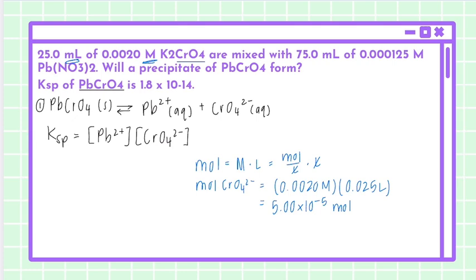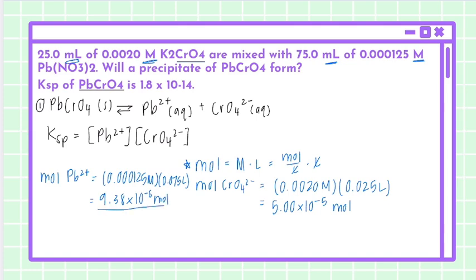Then if I go over and I do my Pb2+, it's the same exact math here, just on the other side. So my moles of Pb2+, I know that I have 0.000125 molarity times my 0.075 liters. I got that from this molarity and this volume. So I know that I'm going to have 9.38 times 10 to the negative 6 moles.